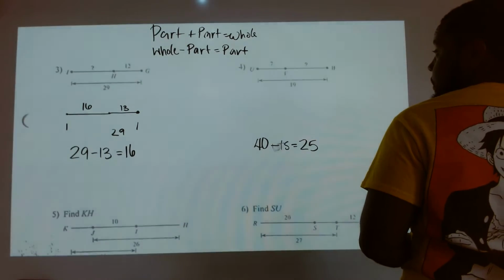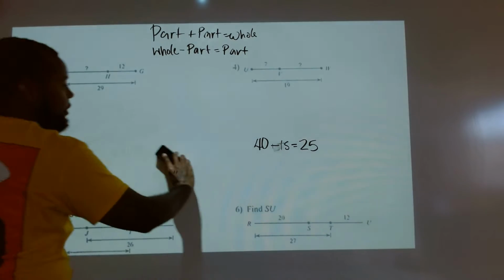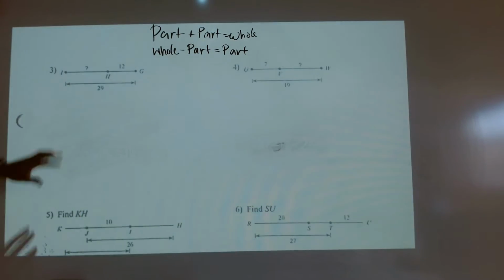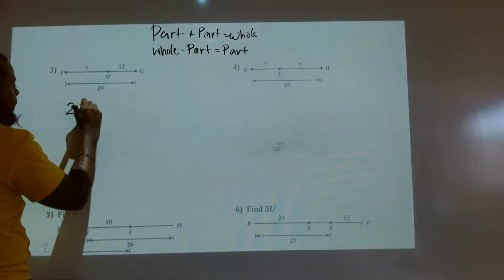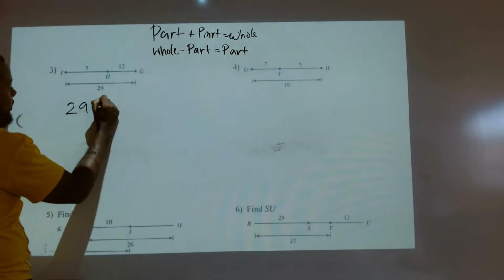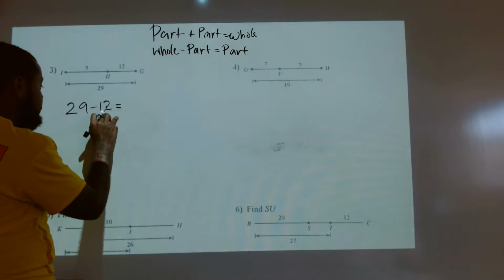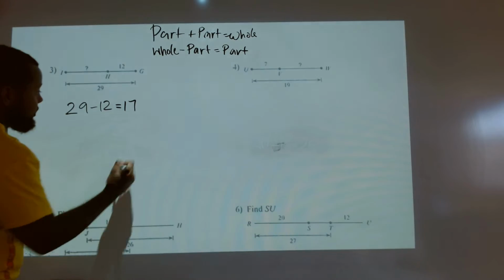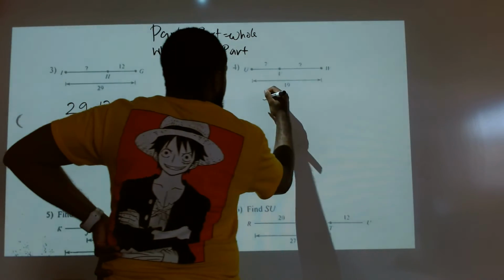Go ahead and get that off my board. Now, same rule applies. If I got a whole piece, or the whole length is 29, and part of it is 12, I know to get from 12 to 29, I'm gonna have to go 17 units. Basic subtraction. So you can easily speed through this.